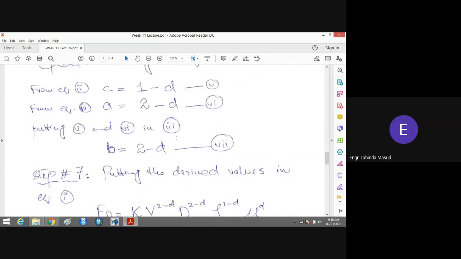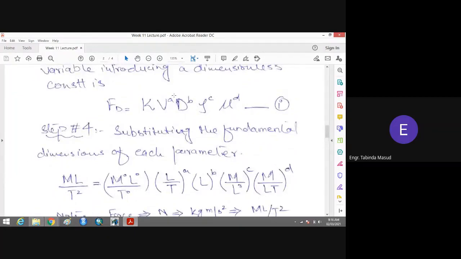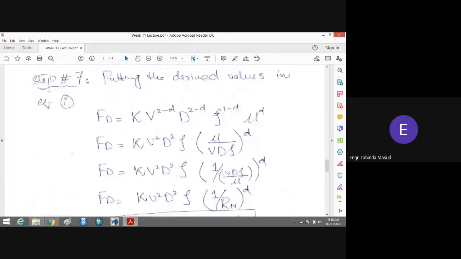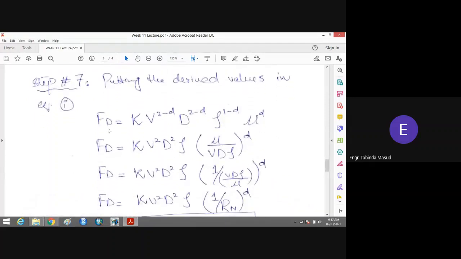Now you will put the values of A, B, and C in equation number 1, and let us look at how the equation gets. This is the equation. Drag force is equal to K, the dimensionless constant, V power A, and what's the value of A? A is equal to 2 minus D. This is the power of B, again 2 minus D. This is the power of C, 1 minus D, and this is D, the unknown value.